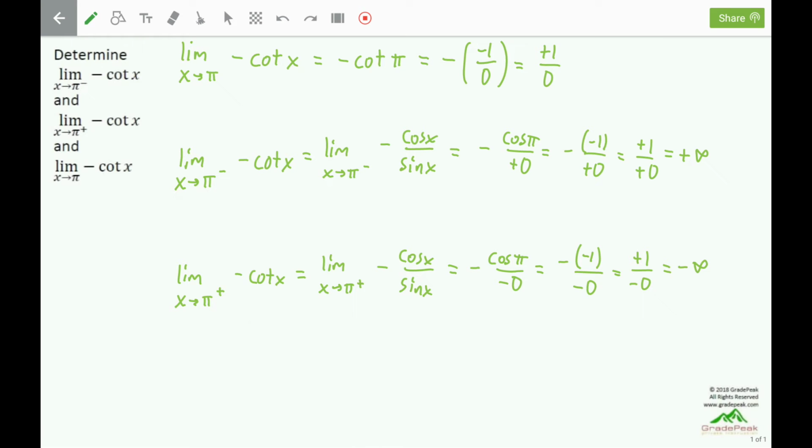The two-sided limit depends on the results of the two one-sided limits. They do not match each other. So the two-sided limit up here will be, does not exist. And there is the results of the three different limits.